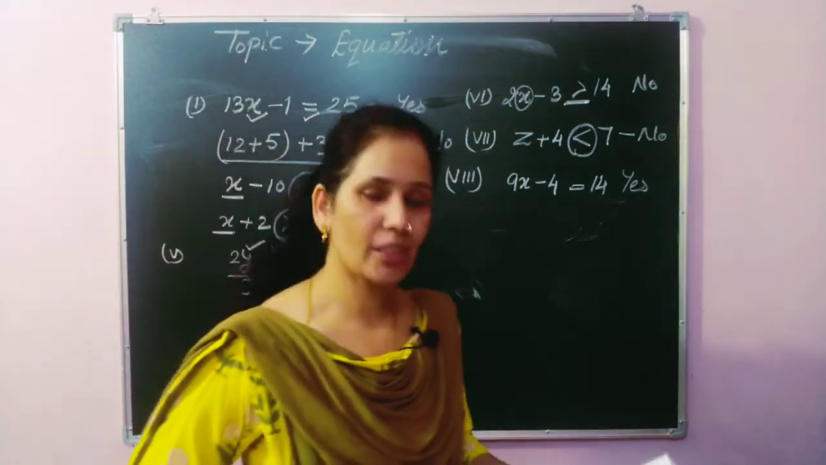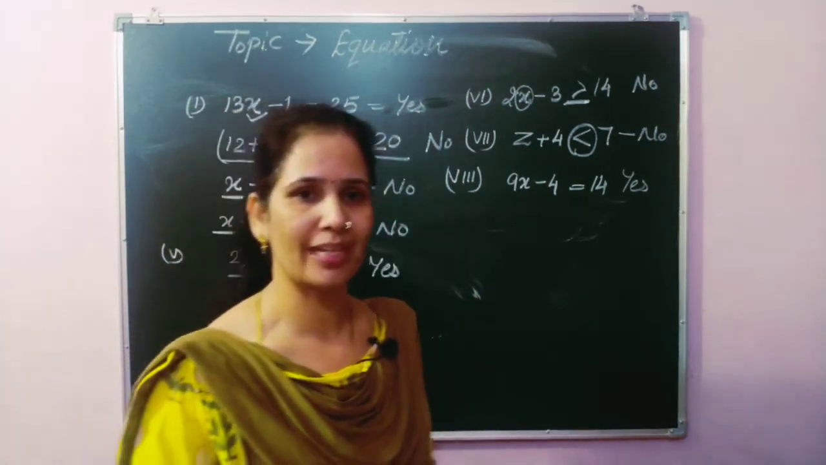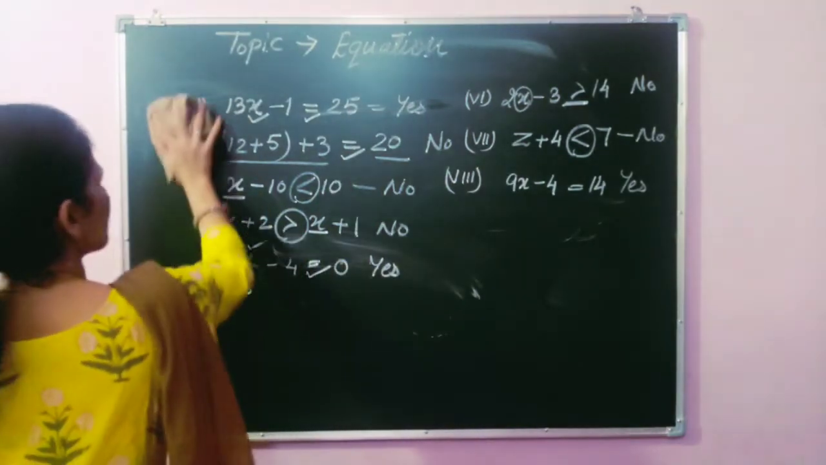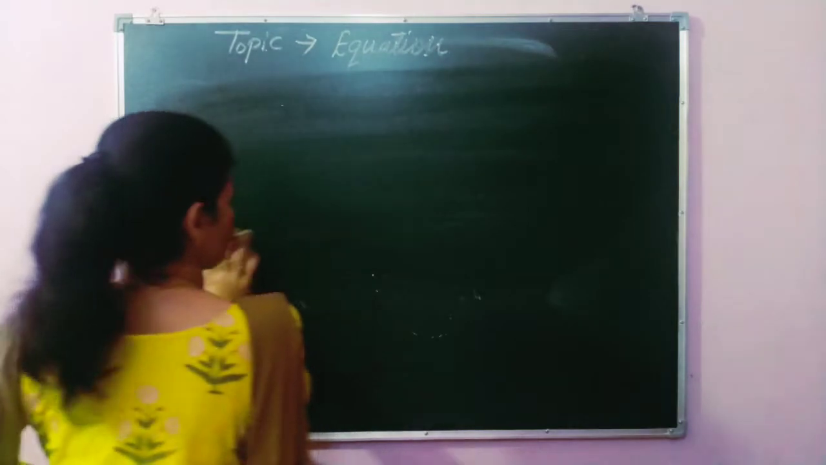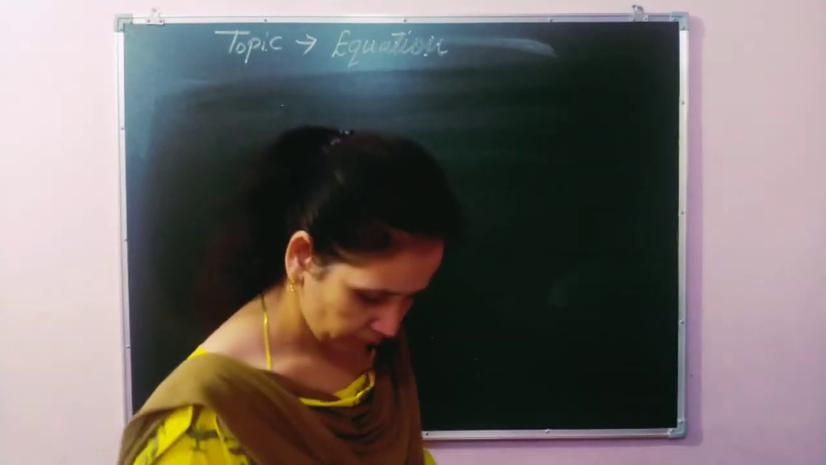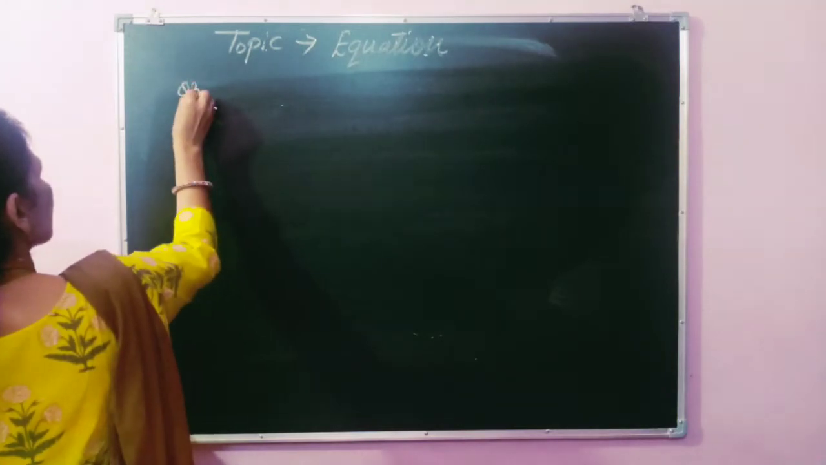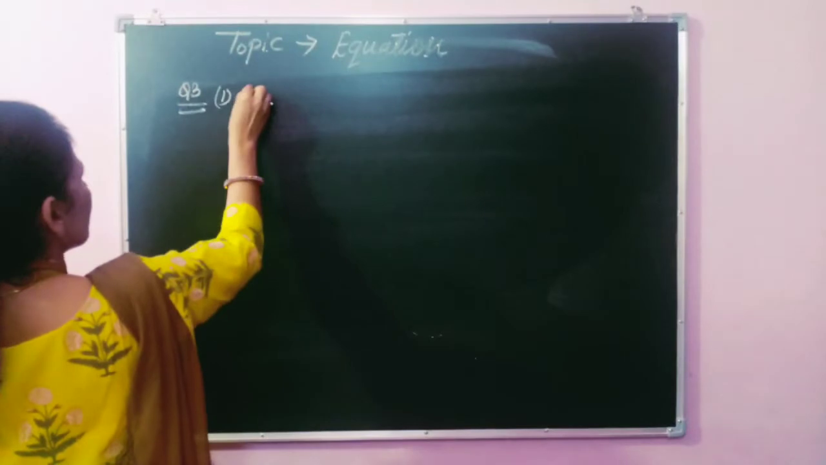Now move to question number 3. If the equation is given, how do we write the given equation in the form of a statement? That means we simply tell it in words. How to write in words? So let's see. Now we are going to solve question number 3. Question number 3 is: write a statement. So first I am going to write this one.